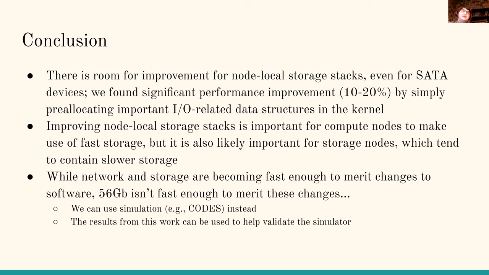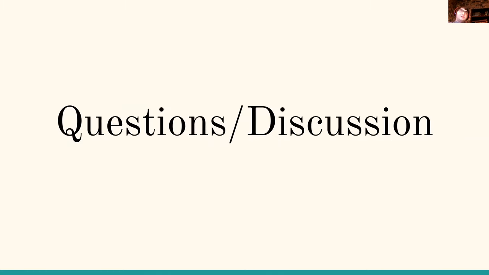We also see that improving node local storage stacks is important for compute nodes, because of course we saw 10 to 20% improvements on the node local storage stack. If you're storing data directly into a node local burst buffer, of course you're going to have a performance improvement. But it's also likely important for storage nodes, which tend to contain slower storage. While the network and storage are becoming fast enough to merit these changes, the 56 gigabit Ethernet wasn't enough to really merit it. However, if we were to use simulation codes instead, we can use the results from this work to validate the simulator. So that's all I had to talk about today.